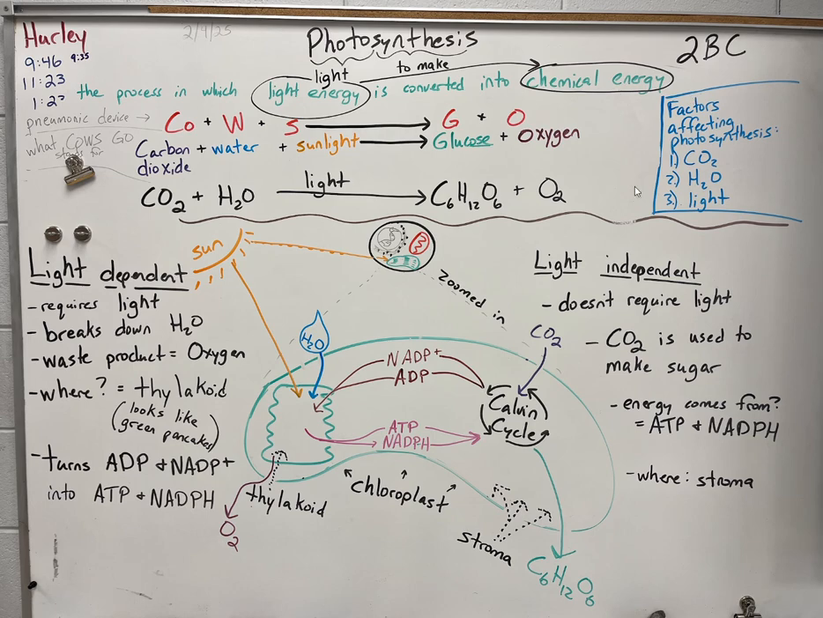Another thing I want to point out is over here on the side, the factors that affect photosynthesis. The analogy that I gave in class was that a fire requires three things: oxygen, fuel, and a heat source. If you take away the heat or the oxygen or the fuel, the fire will die. In a similar way, if you take away any one of these three things, which you see over here on the side, the carbon dioxide, water, and sunlight, then photosynthesis cannot happen.